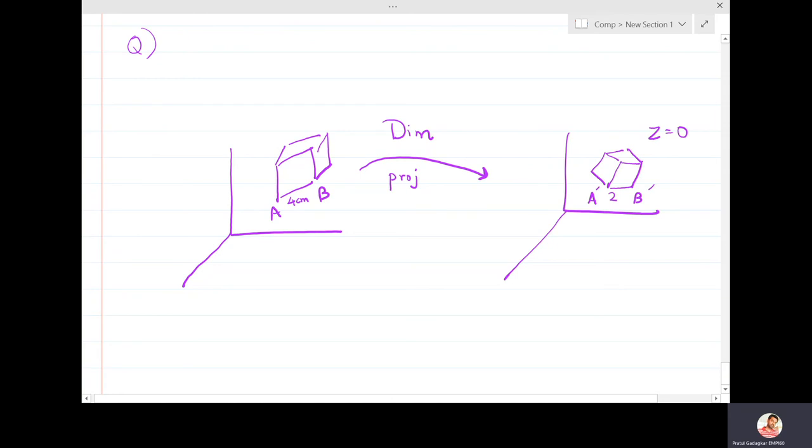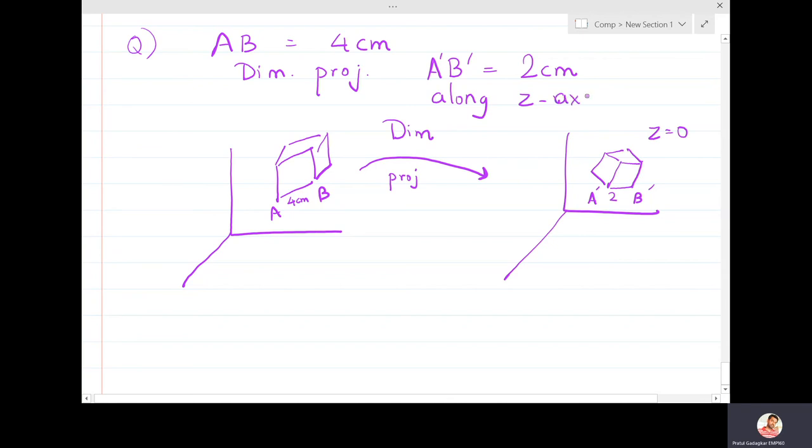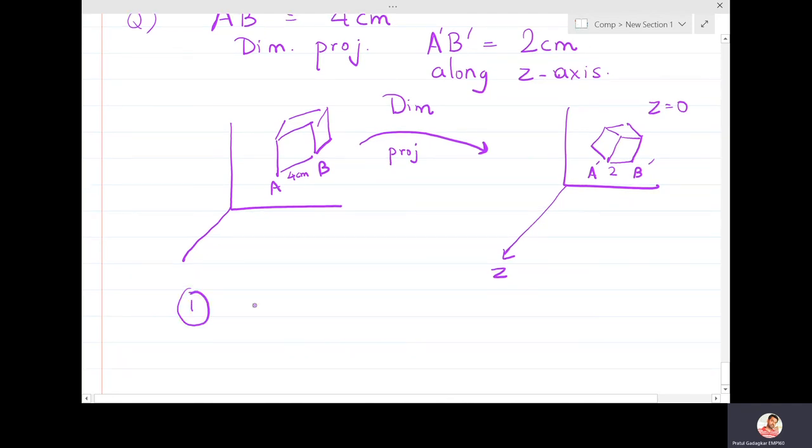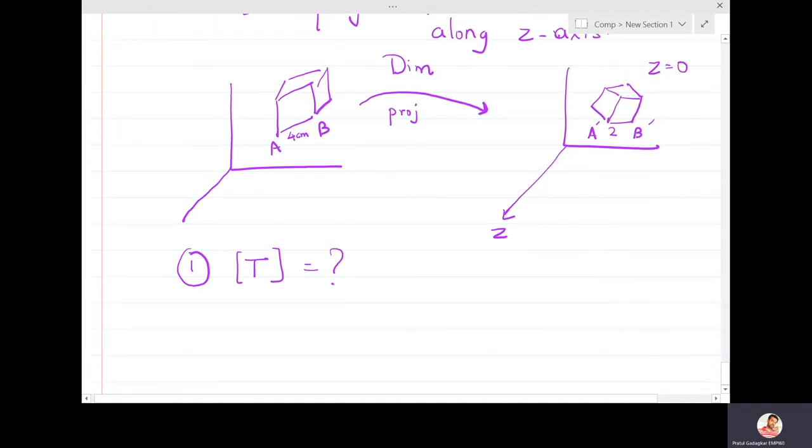Okay, so AB has length 4 cm. After a dimetric projection, I observed that the length A dash B dash is equal to how much? 2 cm. And it's along what? This was observed along the z-axis, when I viewed it along the z-axis. So this is viewing along the z-axis. Then the question is, what must be the dimetric projection matrix? Can you find the matrix of this dimetric projection?